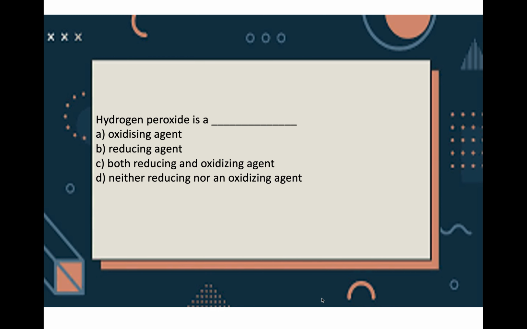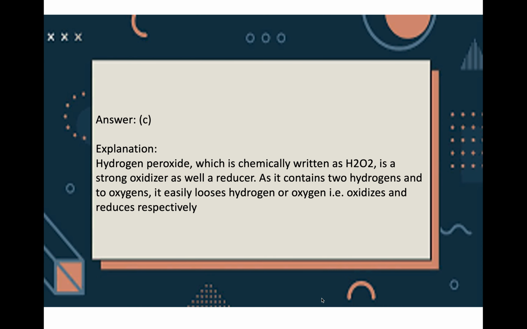Next, hydrogen peroxide, what is it? Is it an oxidizing agent, reducing agent, both oxidizing and reducing agent, neither oxidizing agent nor reducing agent? Answer is option C. It is both oxidizing and reducing agent.